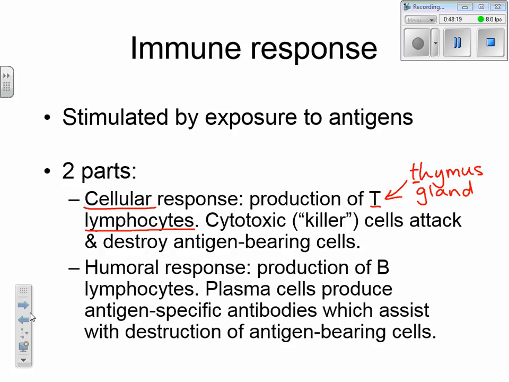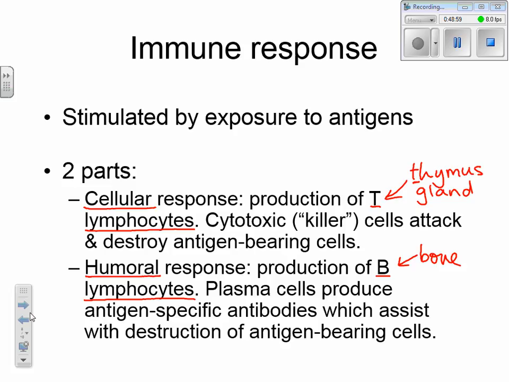The other part of the response we describe as humoral. We met the word humour, didn't we, in the eye as being the substance, if you like, in the front and the back of the eye. So humoral sort of means it's within fluids, I think would be the best description. This produces lymphocytes as well, but this time they're B lymphocytes, and the B stands for bone, because they actually do mature in the bone marrow.